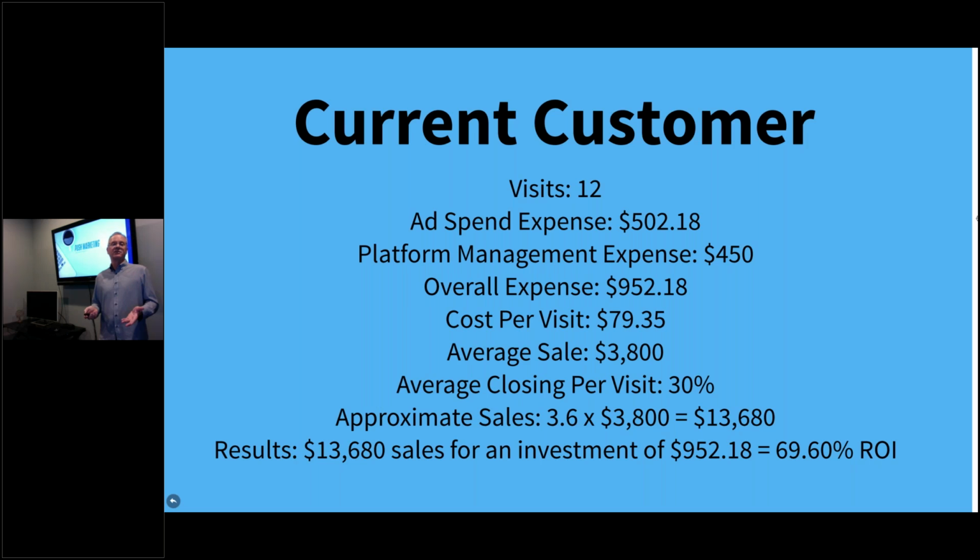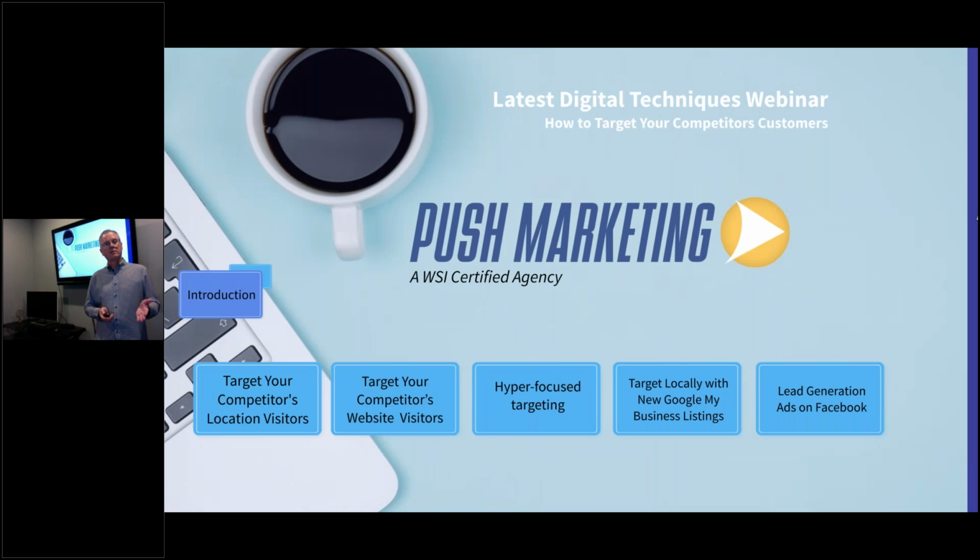So approximate sales based on the 12 visits that were generated: 30% of 12 is 3.6, times the $3,800 average sale, gives us a total amount of $13,680. So with that amount of sales for an investment of $952.18, that returned the customer over 69% return on investment, which most businesses would be very happy with. All right, so that kind of covers how we target your competitors' locations.